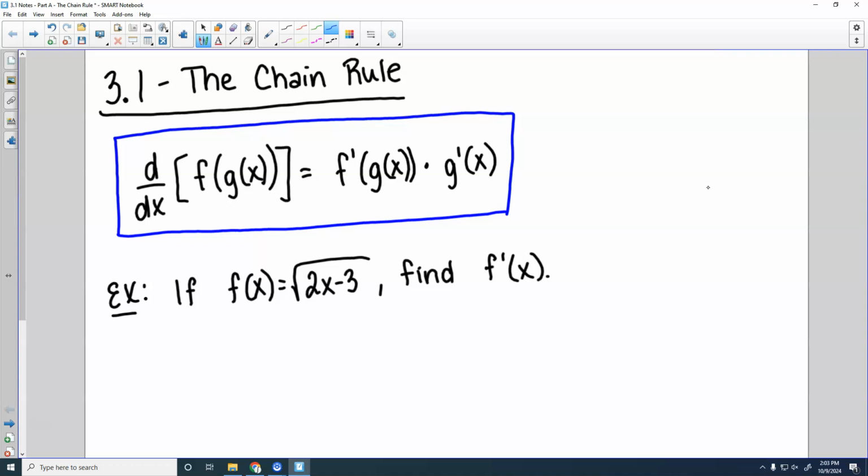So what we're doing whenever we do the chain rule is we're trying to break our function down into a composition of functions. So like an outside operation and an inside operation. In this case, your inside part is the 2x minus 3. So that is like your g of x here. That's the inside function. And then the outside part is the square root.